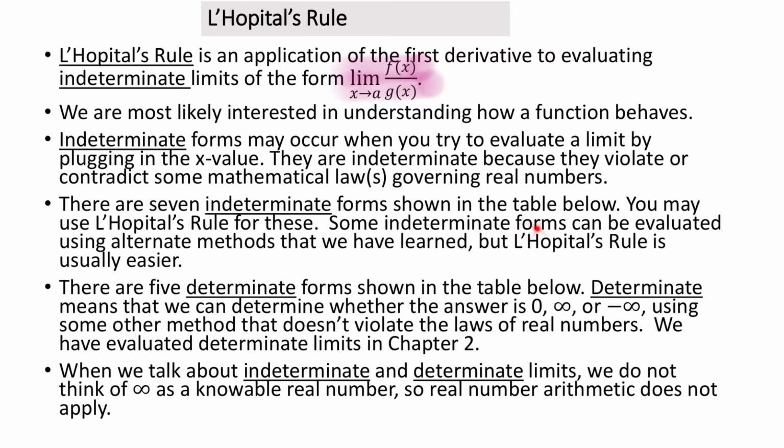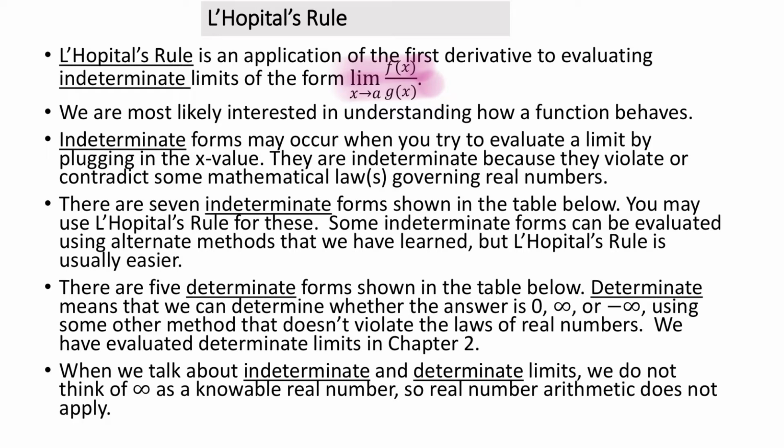Some indeterminate forms can be evaluated using alternate methods that we have already learned, but L'Hopital's rule generally makes this an easier task. There are 5 determinate forms also shown in one of the following tables. The word determinate means that we can determine whether you have one of these answers as your limit by some other method that doesn't violate the laws of real numbers. We've done these in the past chapters.